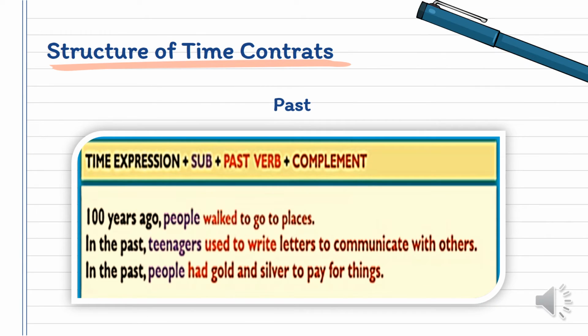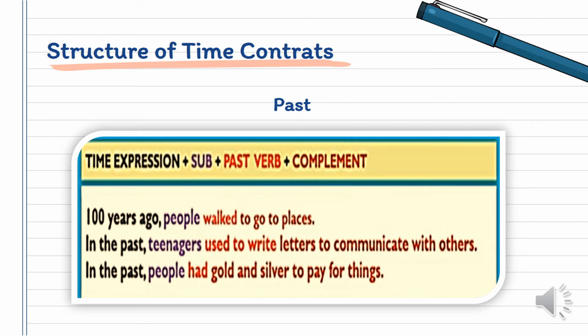The structure for past is time expression, plus subject, plus past verb, plus complement. Here we have three different sentences, and we have three different colors for the parts that the structure follows. Sentence number 1. 100 years ago, people walked to go to places.